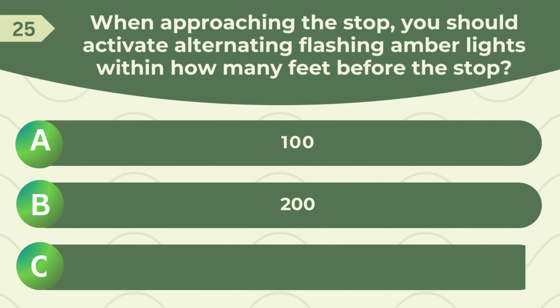When approaching the stop, you should activate alternating flashing amber lights within how many feet before the stop? A. 100. B. 200. C. 300.